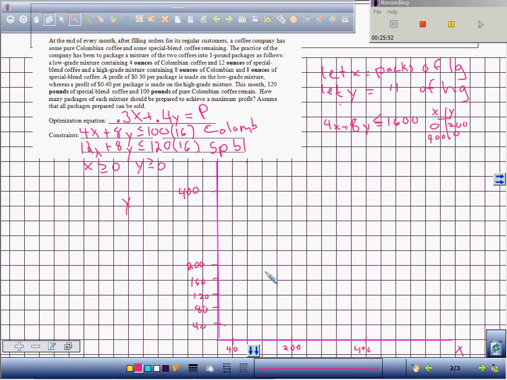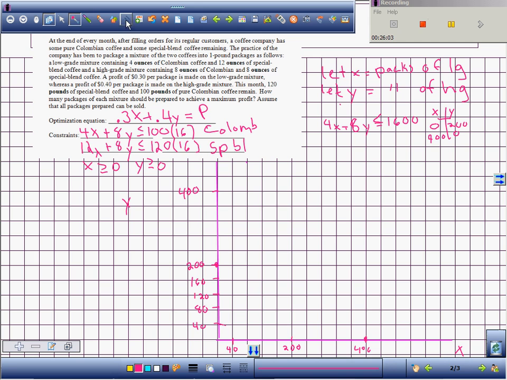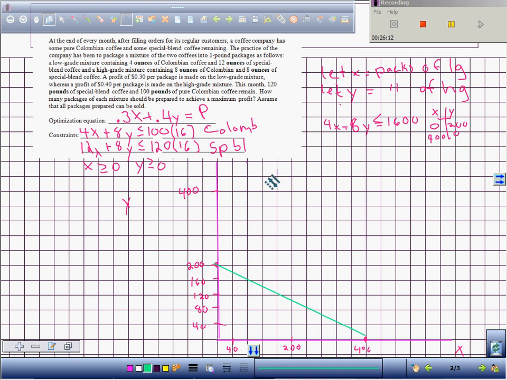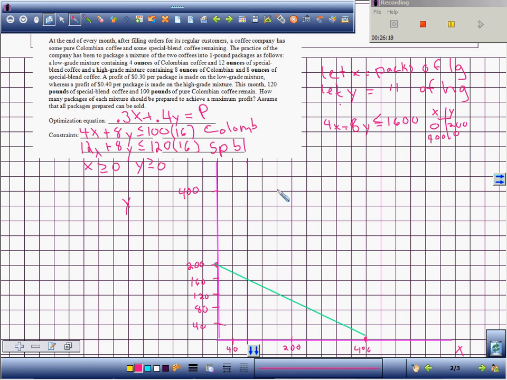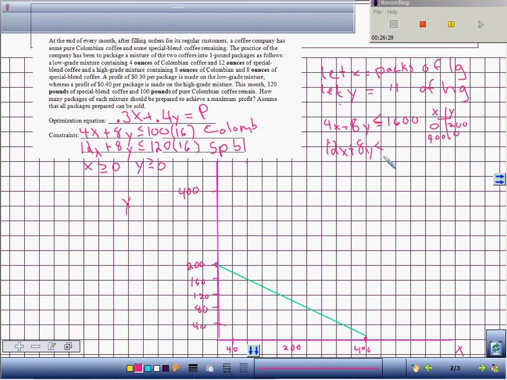So when I graph this one, it goes through 0, 200, which is up here, and 400, 0, which is down here. And I'm going to take my line tool and graph that in green, because it's good copy, okay? There's that one. And then the next one is right here, and when I write it with the thing multiplied out, it is 12x plus 8y is less than or equal to 120 times 16.